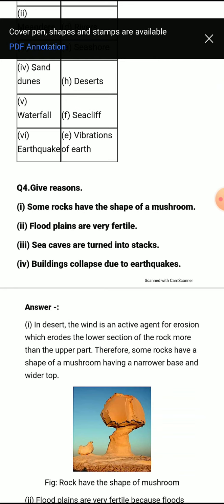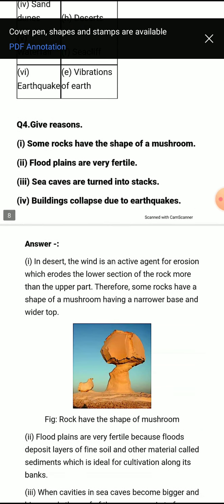Next point is about the fourth question, give reason. Okay, students, give reason. Some rocks have the shape of a mushroom. Why is it like so? Why do these rocks have the shape of a mushroom? What is the reason behind this? You can see this in this picture, it is only because of the strong wind, right?